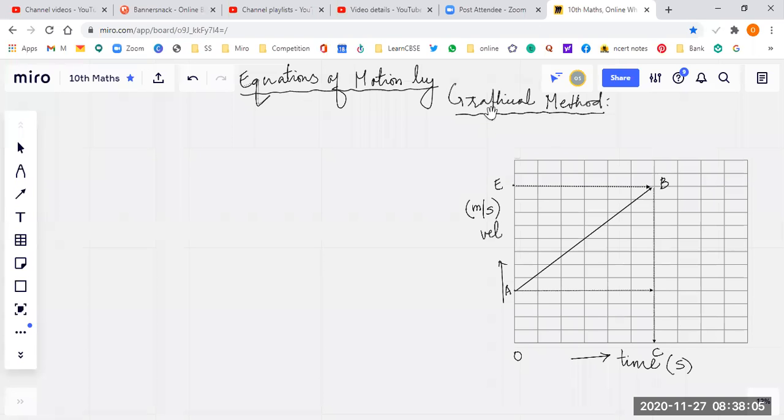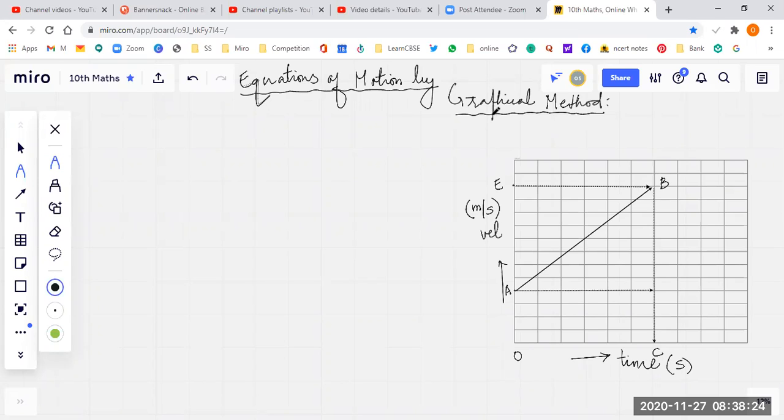Students, today we will be deriving equations of motion by the graphical method. In front of you, you have a graph. On the y-axis, I have taken velocity. On the x-axis, I have taken time in seconds, right?